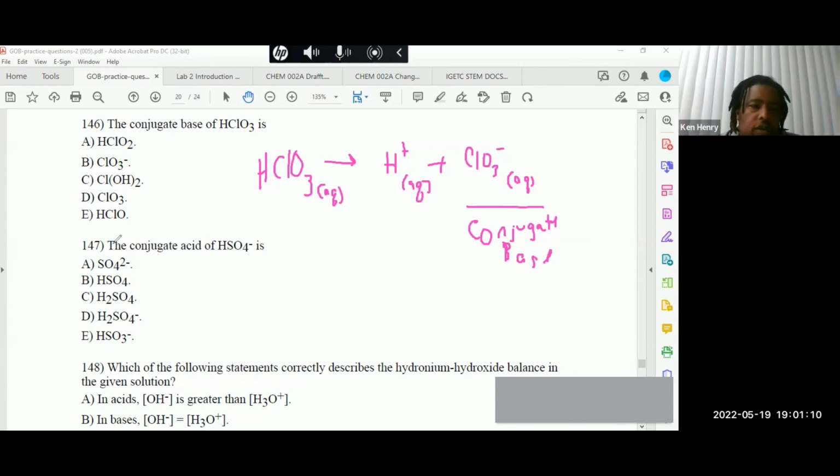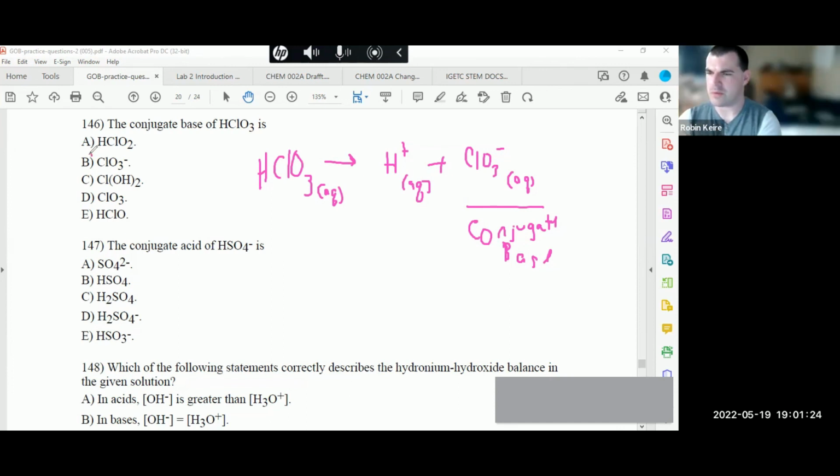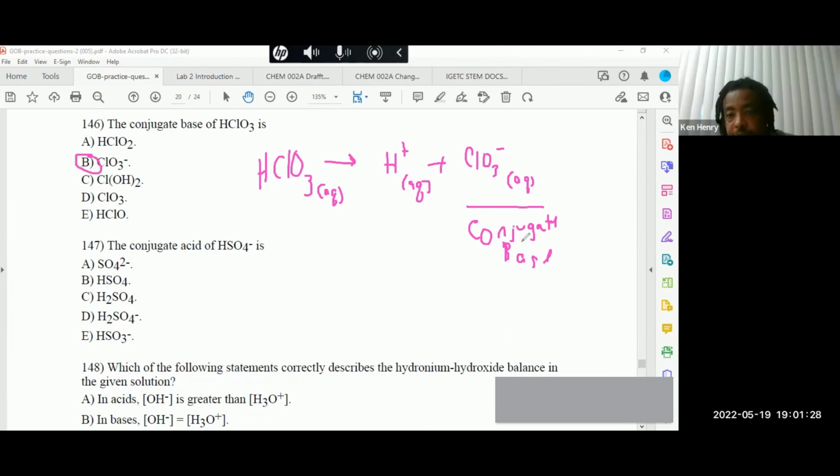Okay, so the conjugate acid of HSO4 minus is... wait, what was 46? Oh, it would be B, yeah, because it's the conjugate base. That's what we're looking for. Oh, okay, got it.